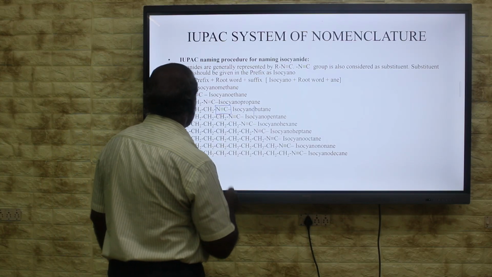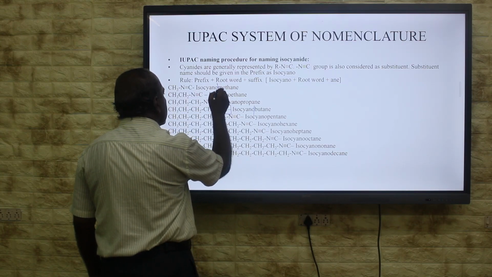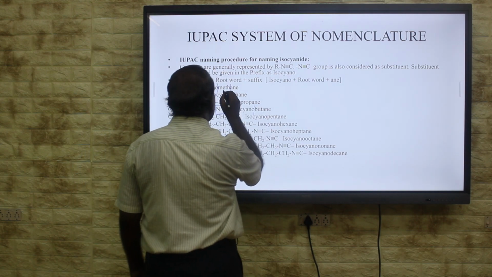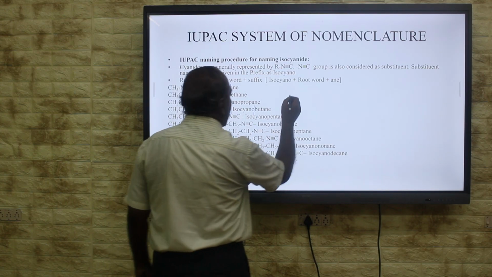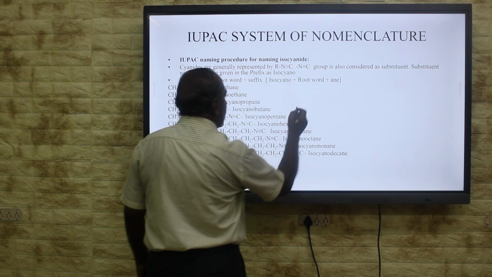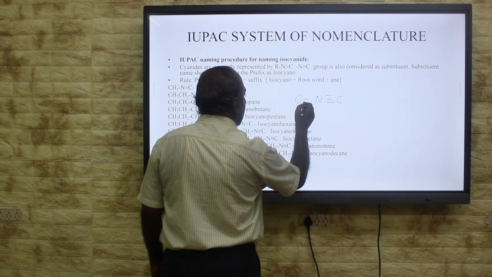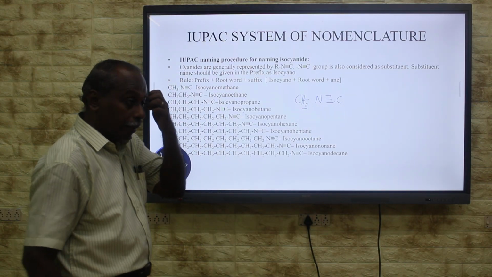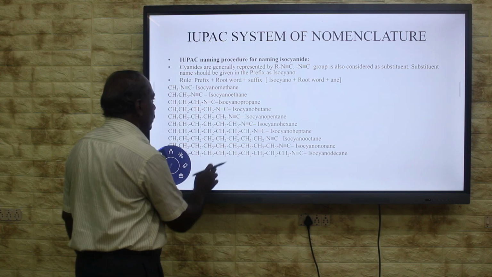For example, isocyanomethane. You break the structure into 3 fragments. Isocyanide. Here, meth, you start with the root word. Root meth, 1 carbon. It is connected with the isocyanide. Here, already 1 valency of this carbon is satisfied. The remaining 3 valencies should be satisfied by hydrogen. In that way, we give the structural formula for the compound.